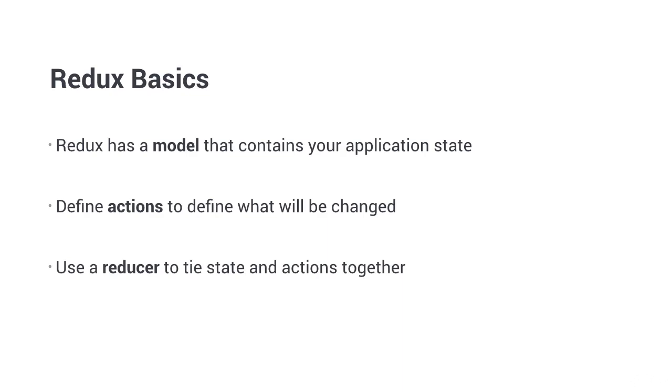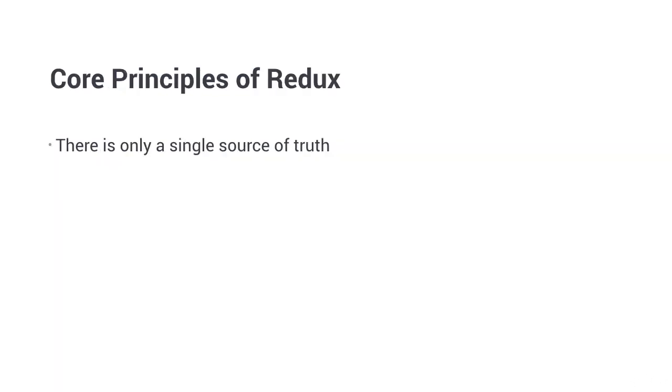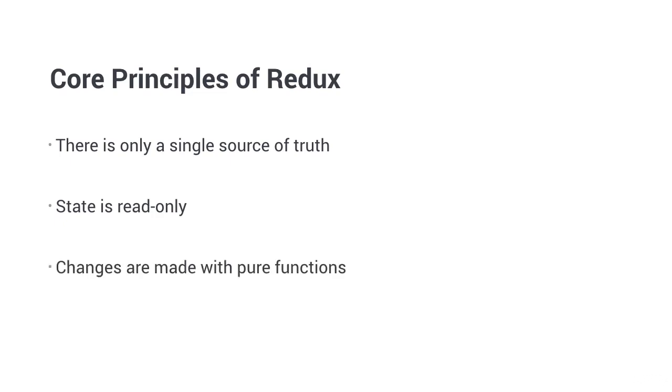There are also three core principles that you need to be aware of. There is only a single source of truth, which is a single store. State is read-only. The only way to change state is to dispatch an action. Changes are made with pure functions. Those are the reducers that allow changing state. They take the previous state and an action and return the new state.